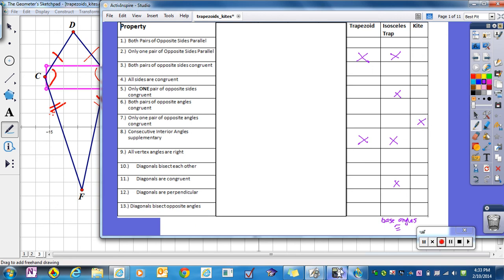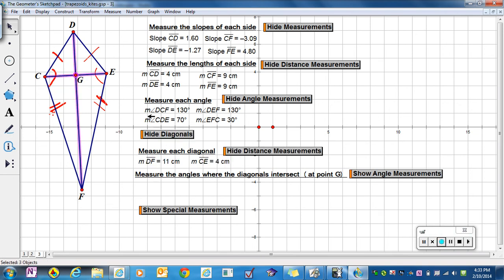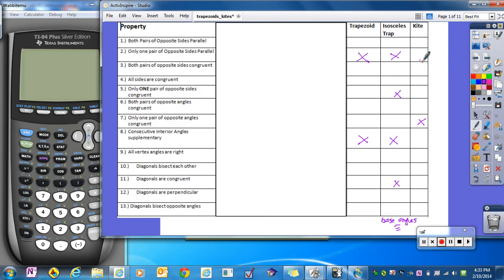We can't have consecutive interior angles supplementary because we don't have any parallel lines. All of our vertex angles are not right. So now let's take a look at our diagonals. Here are my diagonals, and if you notice, one of them is 11 and one of them is 4, so they are not going to be congruent to one another. So now that we have all of that going on, there's nothing special about my diagonals in there. Oh, wait a second.